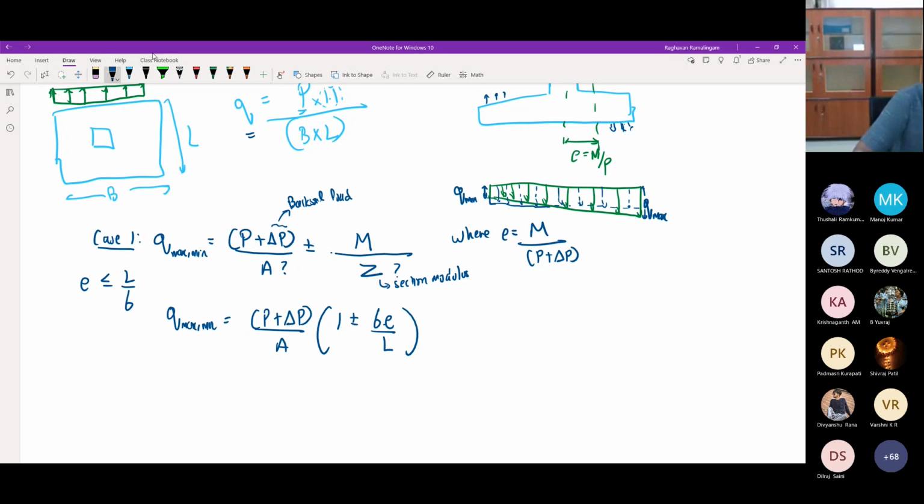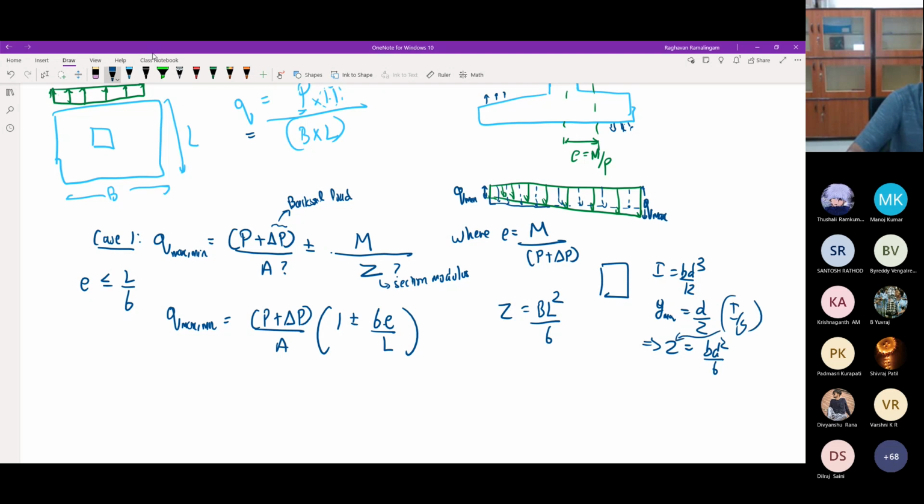Basically this section modulus can be rewritten as Z equals BL square by 6. If you remember, for a rectangular section, I is equal to BD cube by 12, Y minimum is D by 2, so therefore you will get Z is equal to BD square by 6, I by Y. So that's how you get BL square by 6, and then you substitute that, you get 6E by L, because A is also B into L.